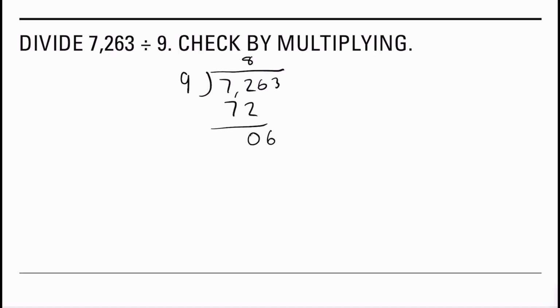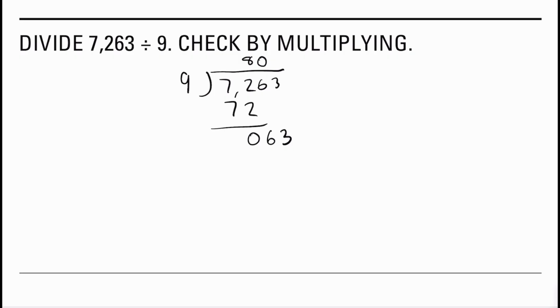Bring down the 6. 9 goes into 6. Well, we can't do that. So then we need to bring down the 3 as well. And so the important thing here is that we're not skipping a place value. So because we've brought down that extra number, we need to remember to put a 0 here. So it needs to make sense there. So because we've moved over and we've skipped the tens place, we actually have a 0 there, especially when we're working from left to right, we need to put that 0 there.